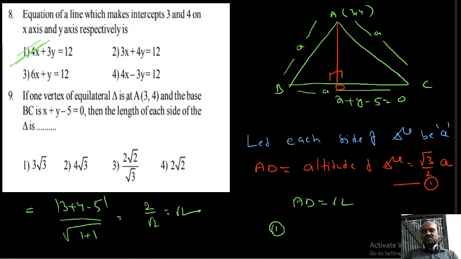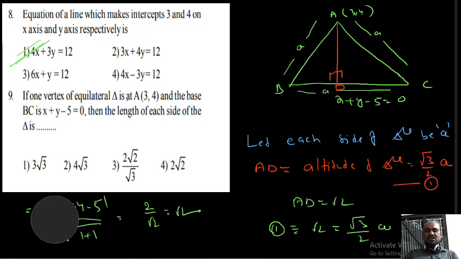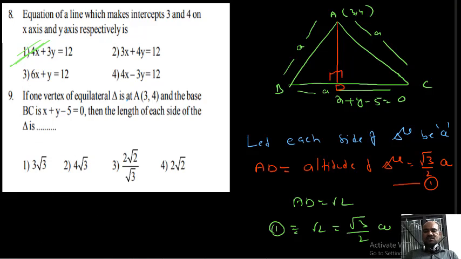So now equation 1 is saying that root 2 is nothing but root 3 by 2 into small a. So what I can say, a is equal to 2 root 2 by root 3. This is the answer for this. Okay, students, our next problem, 10th problem.